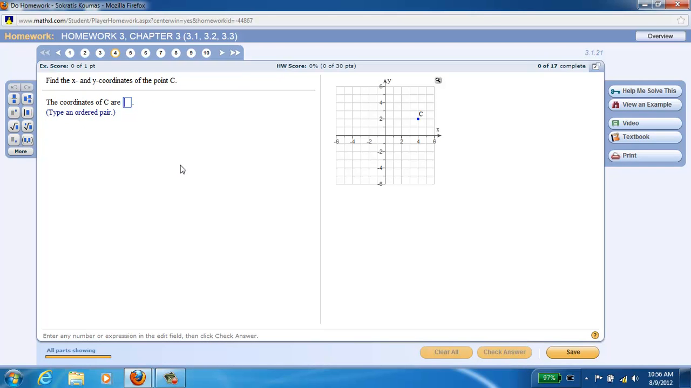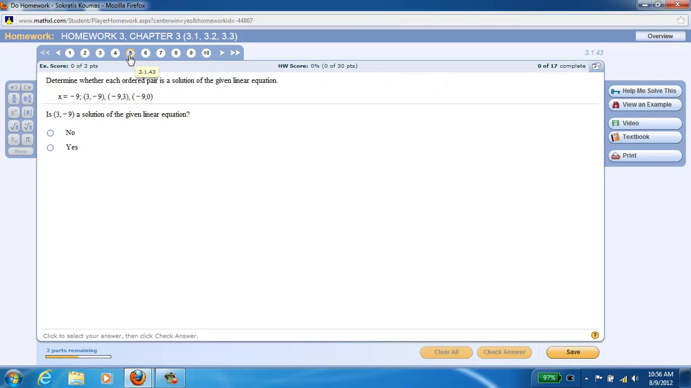Problem number 4, you have to give me the coordinates for point C. Don't forget, first is the X, then is the Y. Problem number 5, you have to check if these 3 points are a solution of the given linear equation. So you have to substitute X and Y and figure out what's going on.